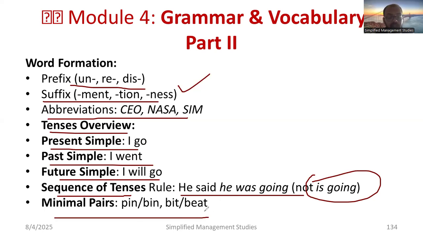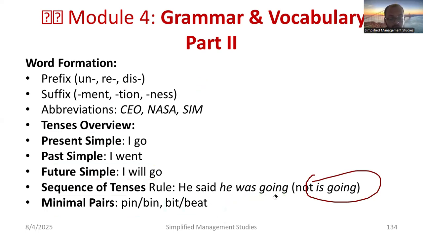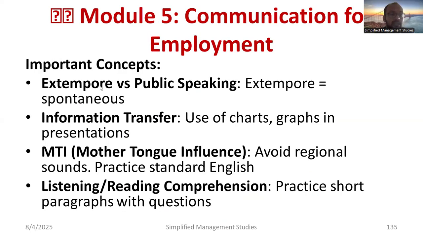Then minimal pairs: pin, bar, pin, bit, bit. These are the examples you have to remember. Minimal pairs: find out some other examples which are discussed in the class also. So remember these particular points. Definitely that will also be helpful for clearing the examination.